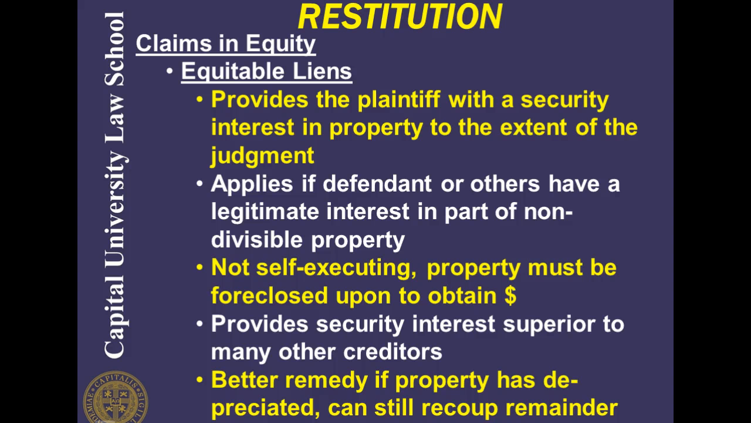So the plaintiff doesn't get the actual property, so if it's depreciated and they were to get the actual property, they would obtain less than their judgment. This is only a lien on the property for that amount, and once the lien is executed, the remainder of the judgment still exists, and the defendant would owe it to the plaintiff.